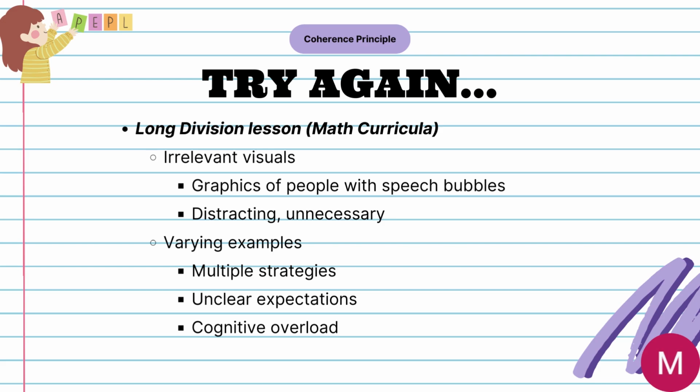Pearson also tends to give varying examples, which means that students are using multiple strategies in the same lesson. There's often unclear expectations of what they're supposed to be doing or what strategy they are trying to use, and typically the students end up getting too overwhelmed and end up having to step away from their work.